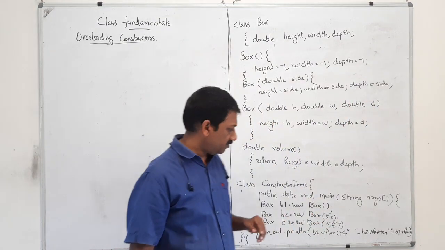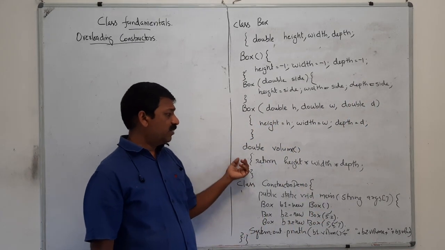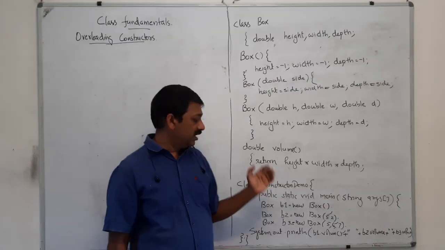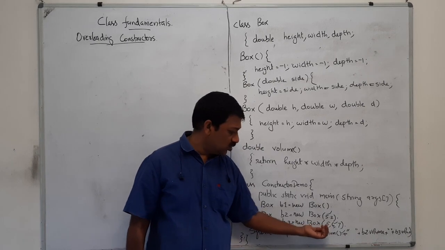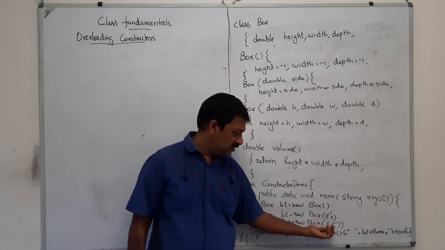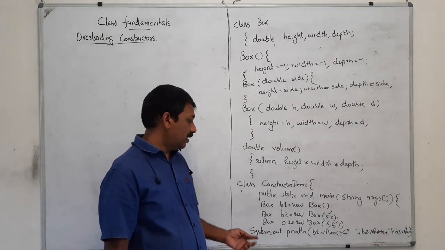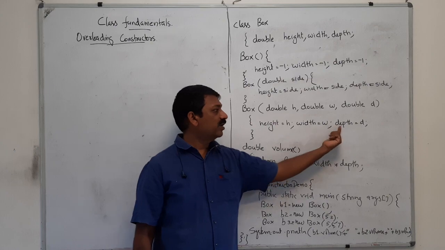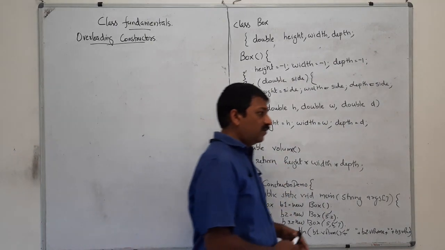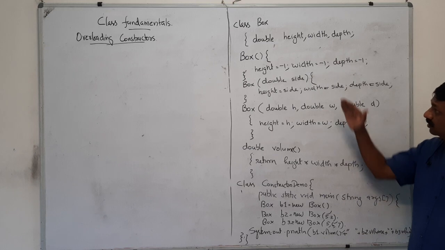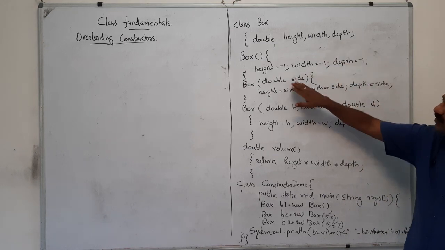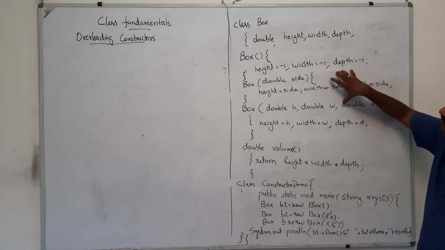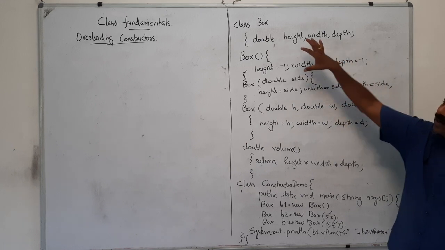And if you have a box which has different dimensions, where height, width and depth are different, in that case you are going to pass those three parameters: height, width and depth. In that case it assigns those values: height equal to h, width equal to w and depth equal to d. So these are Box with a double parameter and Box with three double parameters, and this is how we are overloading the constructor.